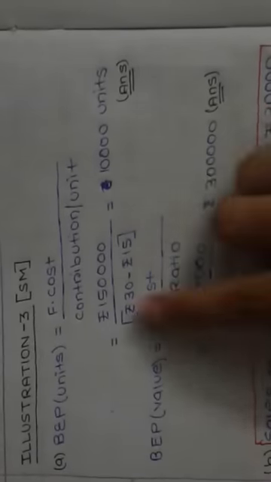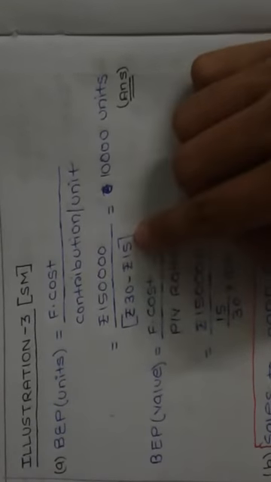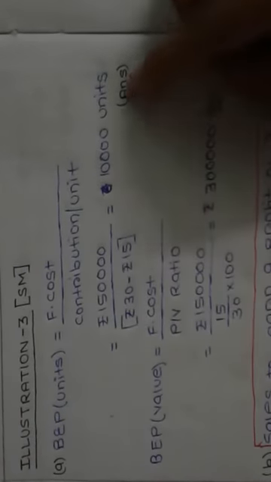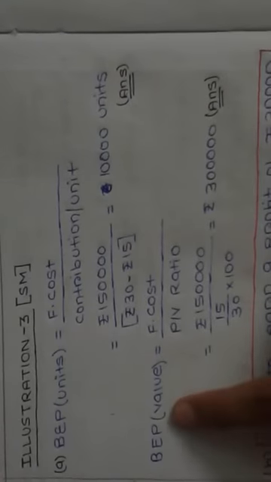Now see, we know the formula of break even point. In units it is fixed cost by contribution per unit. Fixed cost is given 1,50,000 and contribution is equal to sales price per unit minus variable cost per unit, which is coming rupees 15. 30 minus 15, 15. So BEP in units is equal to 1,50,000 by 15, 10,000 units.